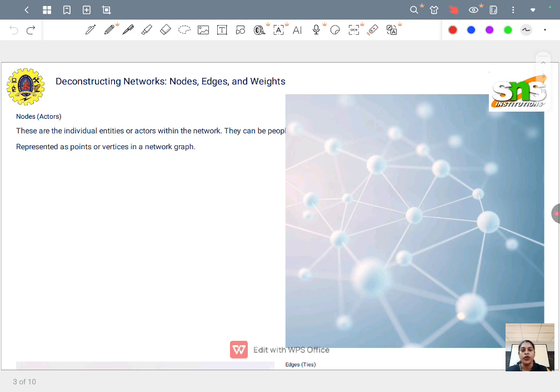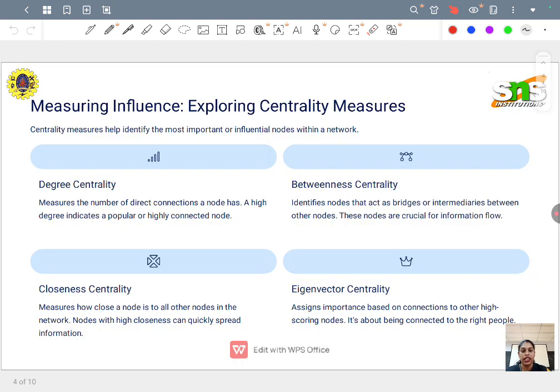Next, we will be seeing about the nodes, edges, and weights. What is a node? A node represents the entities. These could be people, companies, or even websites. Edges are the relationships between them, such as friendship or collaborations. Edges can be directed, like following someone on Twitter, or undirected, like mutual friendship. Weights add another layer. They represent the strength or frequency of the connection, like how often two people email each other.